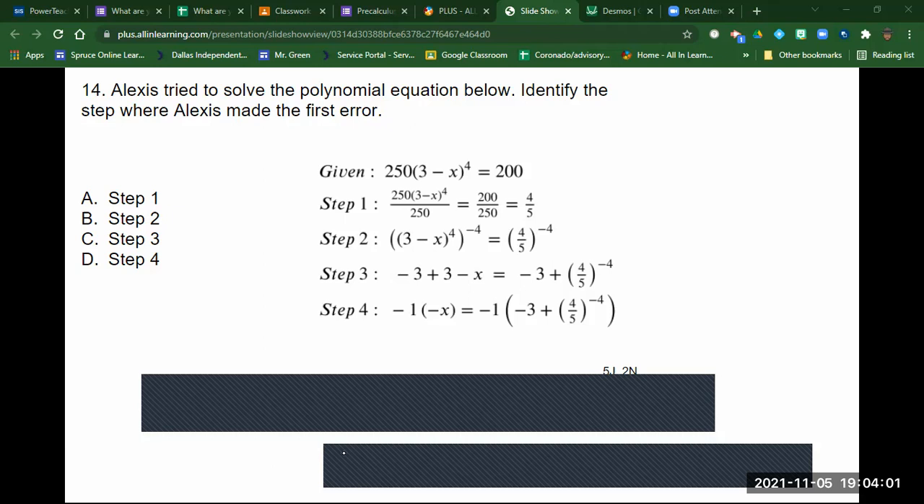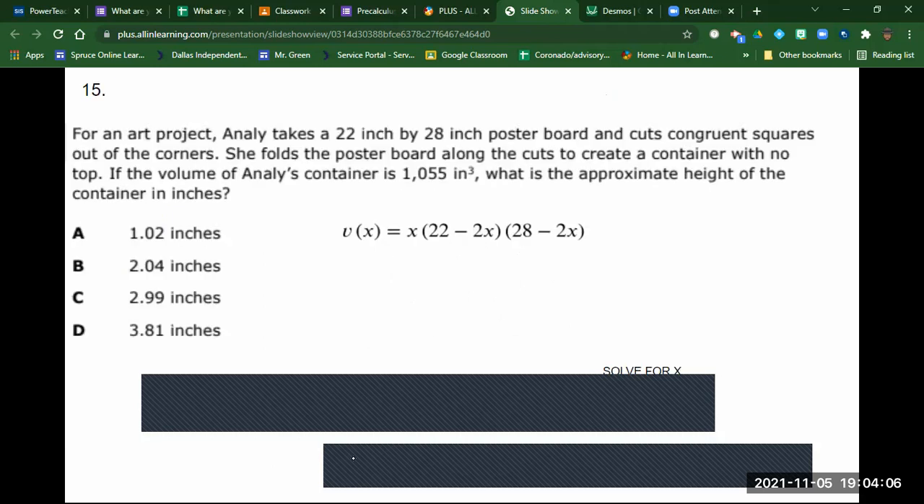Oh, sorry, just have no brown out. There we go. All right.